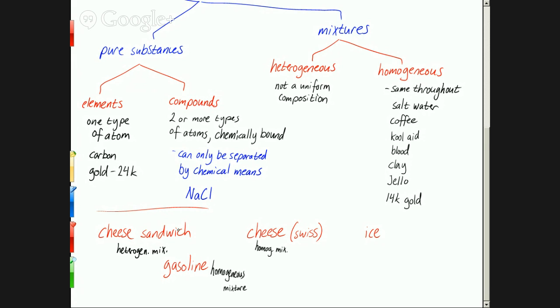Heterogeneous mixture. That's pretty clear, right? There's clearly bread parts and cheese parts, and it's not uniform throughout. And what about ice? Compound.